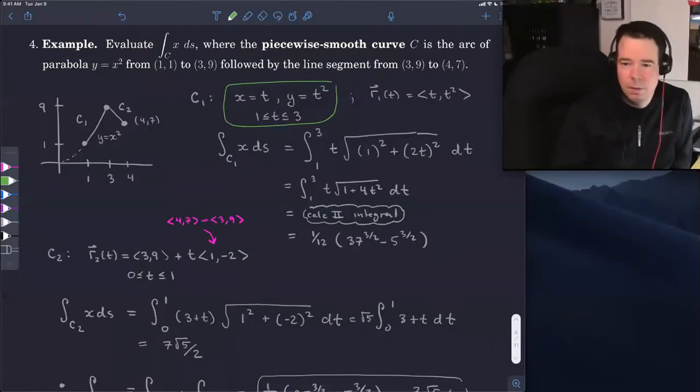So that would have been the scalar function evaluated at the points on this curve. And then we multiplied by the length of the r prime vector times dt.